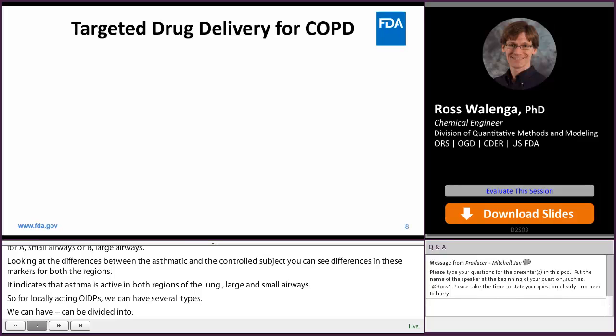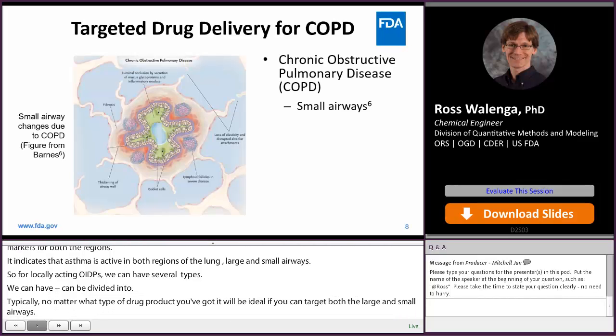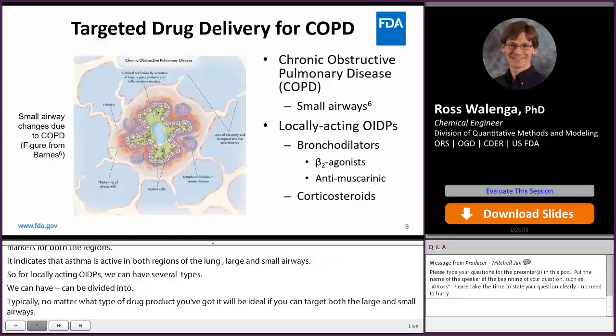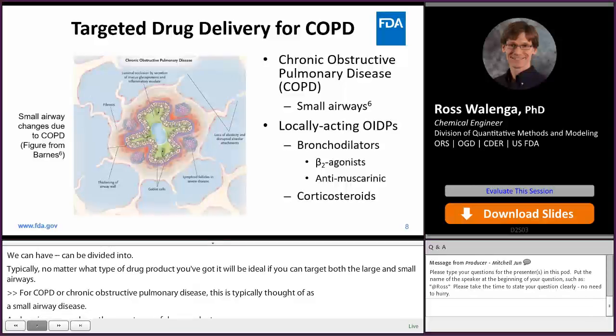For COPD, or chronic obstructive pulmonary disease, this is typically thought of as a small airway disease. And again, you can have the same types of drug products, but ideally your drug product is going to be targeting the small airways. And so why does this matter for our discussion this morning?